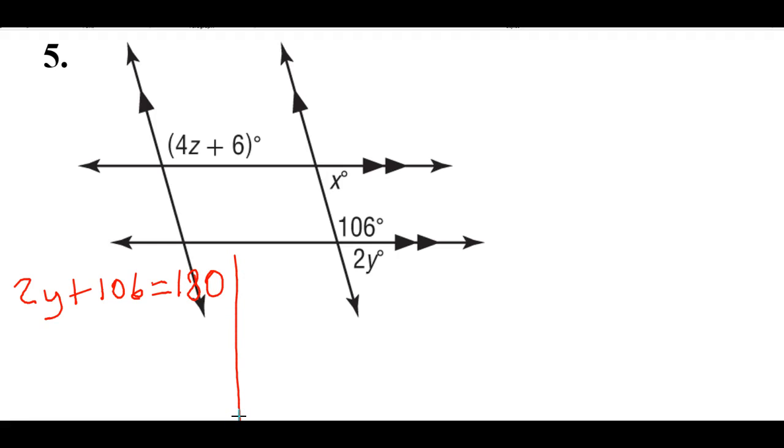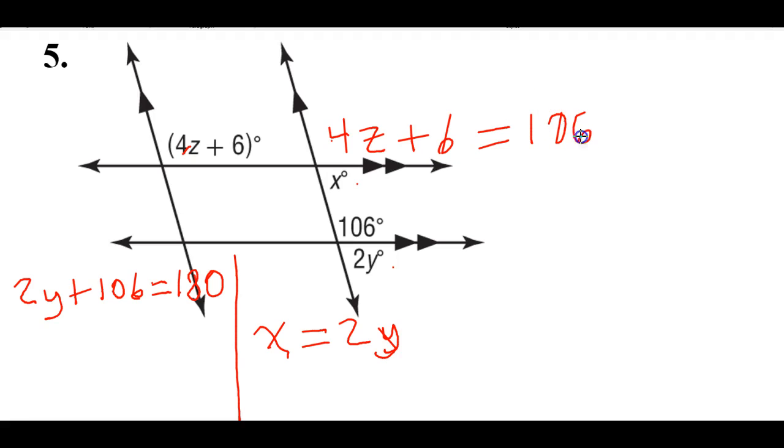After you solve that, you'll have y. Well, I can see here that I have corresponding angles, so x and y are equal to each other. I'm sorry, x equals 2y. But once you have y, you can plug it in over here and solve for x. Also, we can just look here, we have corresponding angles here and here. So this is also 4z plus 6. So 4z plus 6 is equal to 106. Okay, so go ahead and solve those 3 equations and let's see what you get.